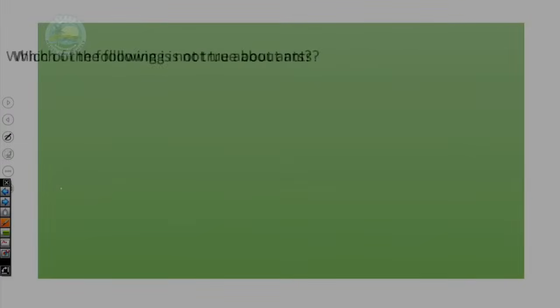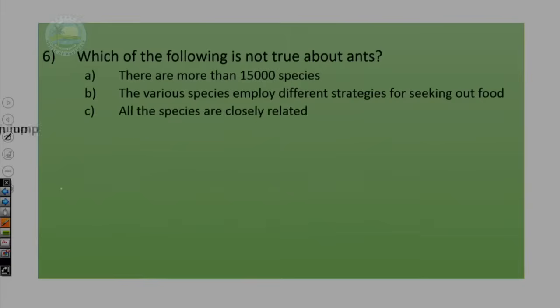In our final question, which of the following is not true about ants? There are more than 15,000 species. The various species employ different strategies for seeking out food. All the species are closely related, and certain species can jump. Which of the following is not true about our ants? So here we go. When we go back again to our passage, to our article, we can pull out what it is we are able to see. The article clearly says that there are more than 15,000 species. It says so at the very beginning in our first paragraph. The various species employ different strategies for seeking out food. This is also true.